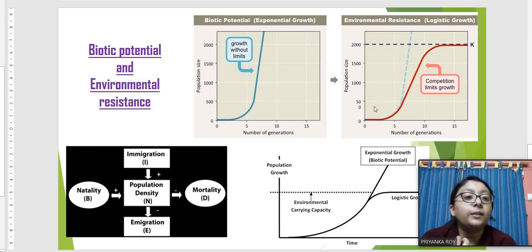But here, the capacity of the environment is up to this mark only. This is known as K, or carrying capacity, and the growth of the population will be limited to that carrying capacity only.